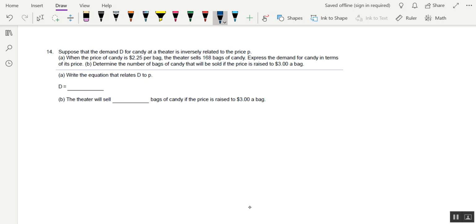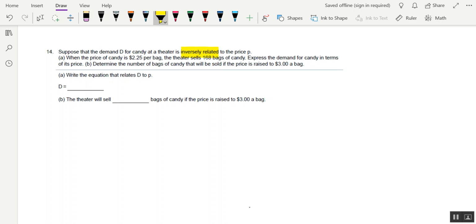It says here, suppose that the demand D for a candy at a theater is inversely related to the price P. Part A wants to know when the price of candy is $2.25 per bag, the theater sells 168 bags of candy. It wants us to provide the demand for candy in terms of its price. So what that means is we're going to have to form an equation based on that information. And the equation should also be based on inverse variation.